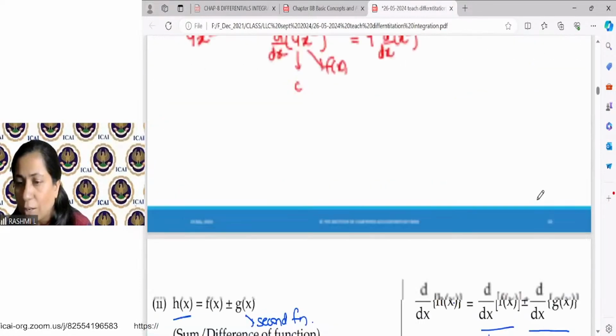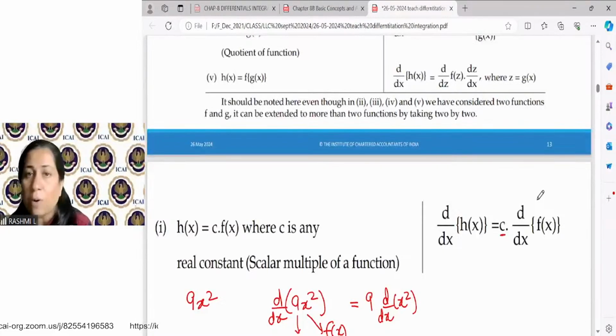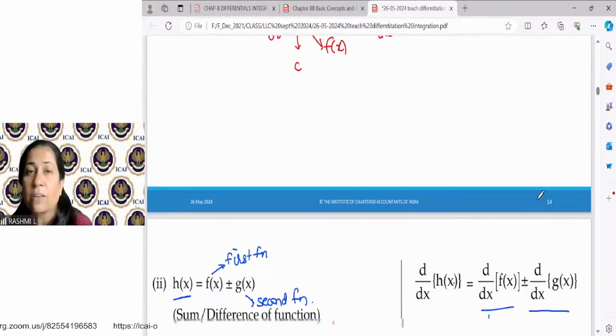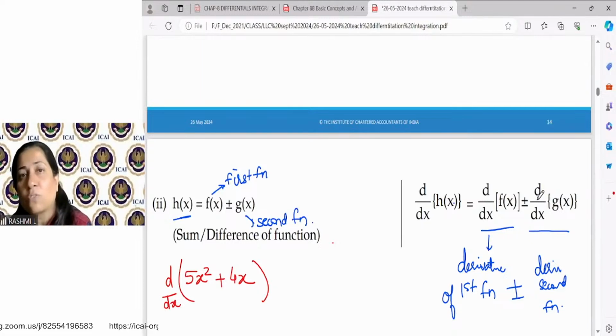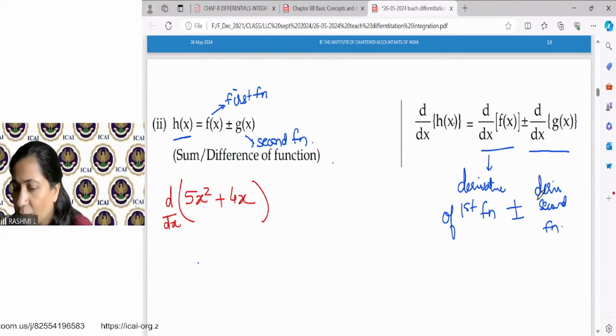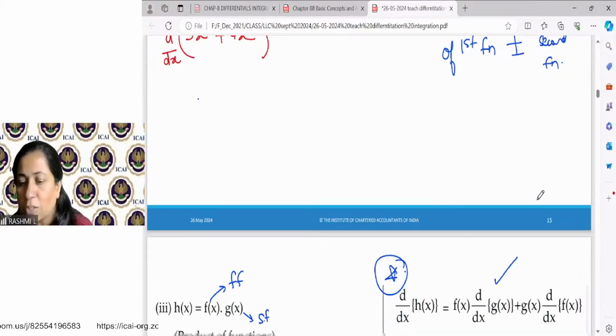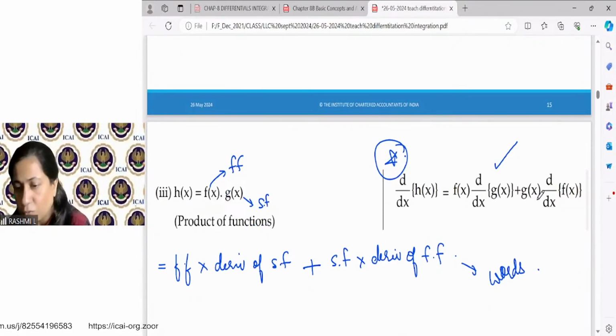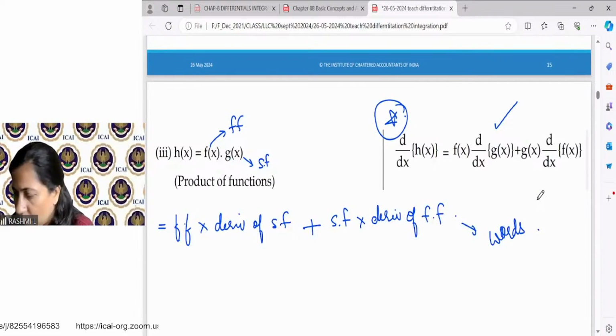So what have we done? First, if the function is a multiplication of a scalar with a function, this is the rule that you have to apply. Second, if the given function is an addition or subtraction of two or more functions, this rule will apply. And third, if it is the multiplication of two functions, then the derivative is first function into derivative of second plus second function into derivative of first. You can use it very easily.